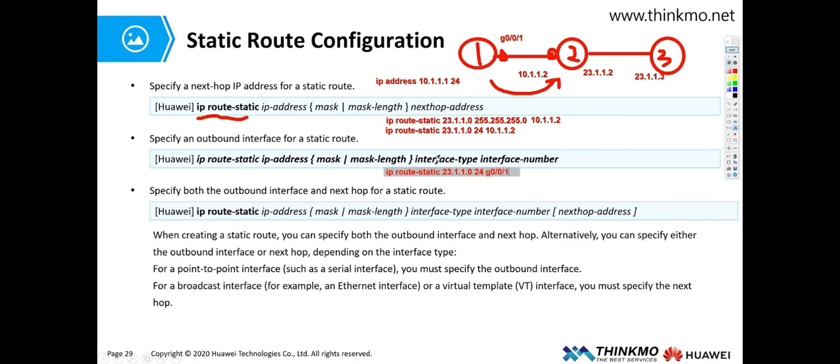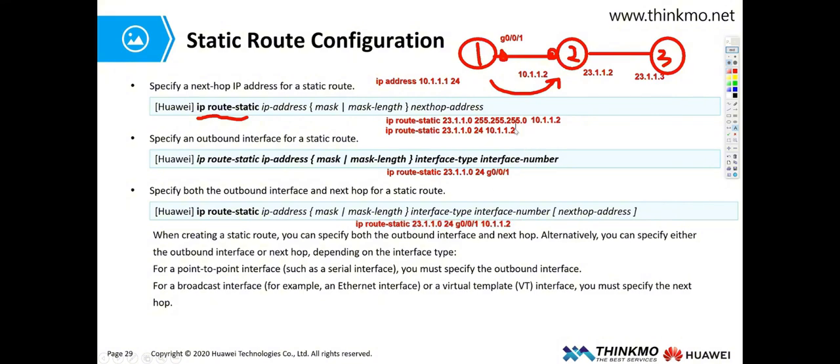Now, during this process, we can choose between these two methods. Of course, we can also have both our outgoing interface and our next hop here. For instance, we have IP route static. Now, during this process, we can write it like this. 23.1.1.0/24. First write our outgoing interface G0/0/1, and then write our next hop, 10.1.1.2. Any of these three methods can be used to configure our static route.